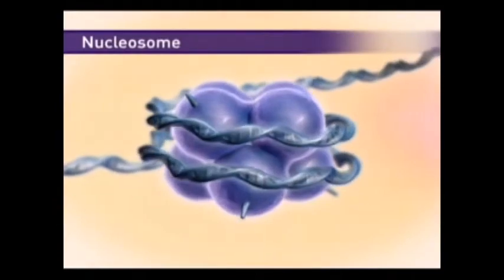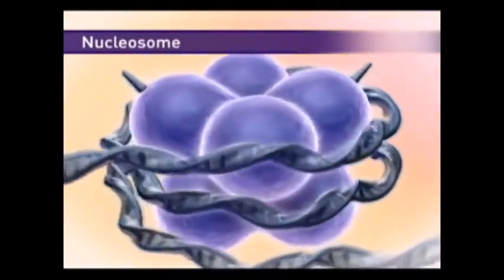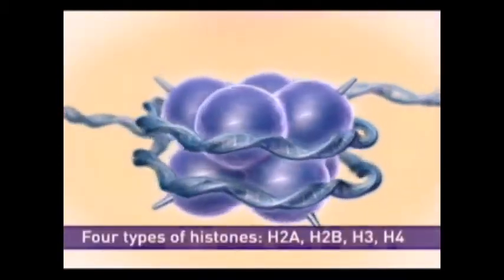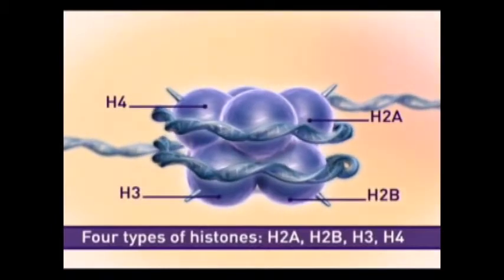Nucleosomes are made up of 146 base pairs of 2 superhelical turns of DNA wrapped around a core of 8 histones. The histones are responsible for maintaining the chromatin's shape and structure.